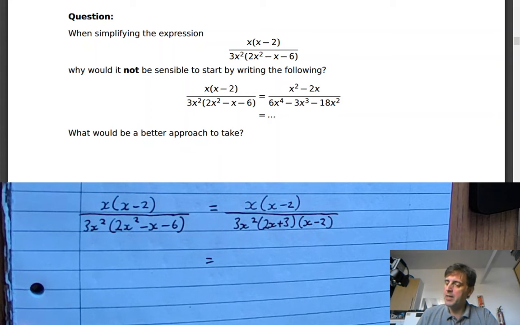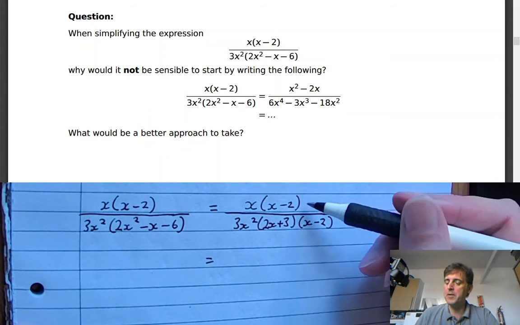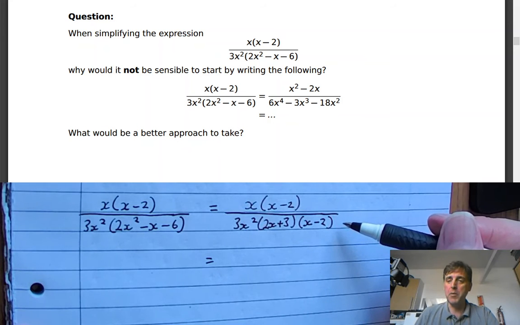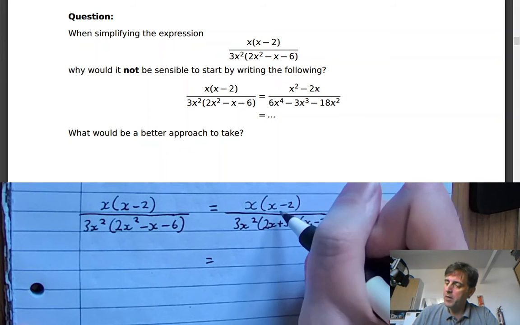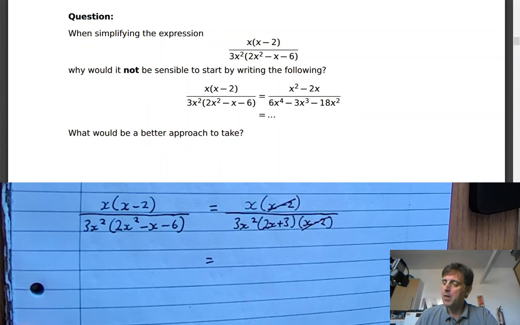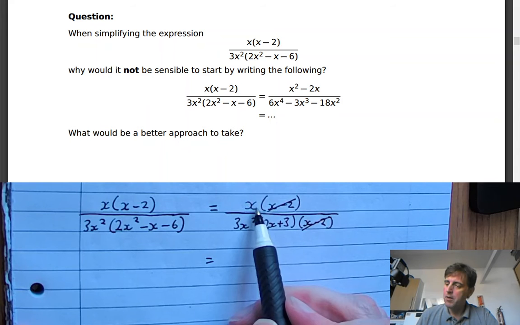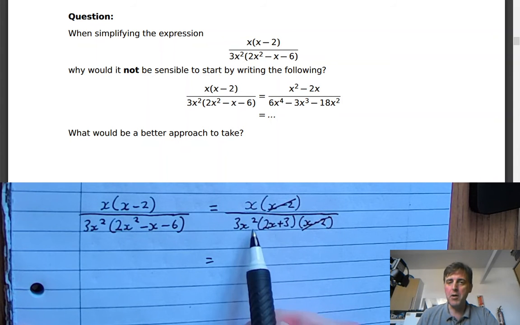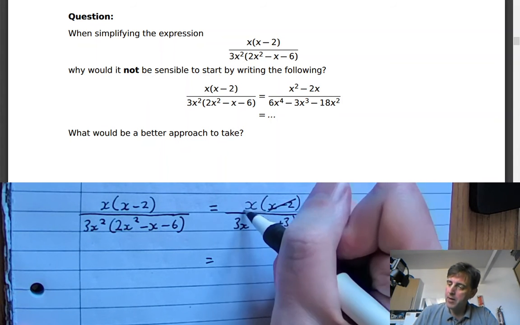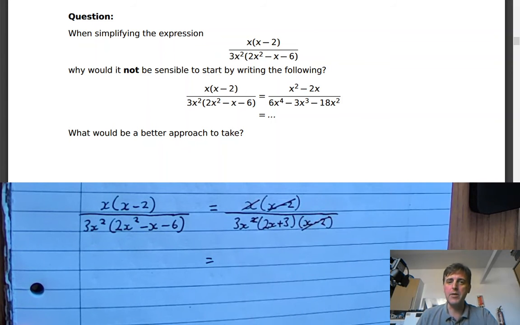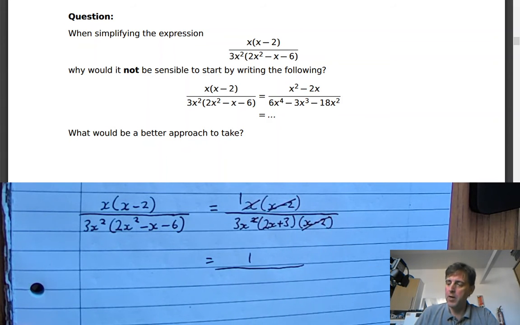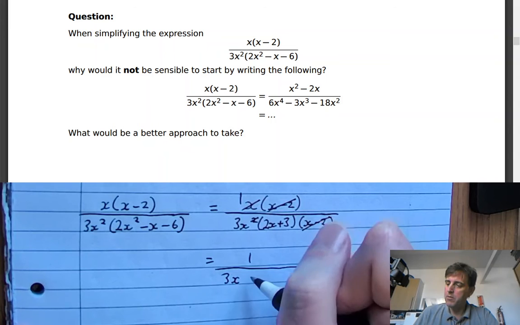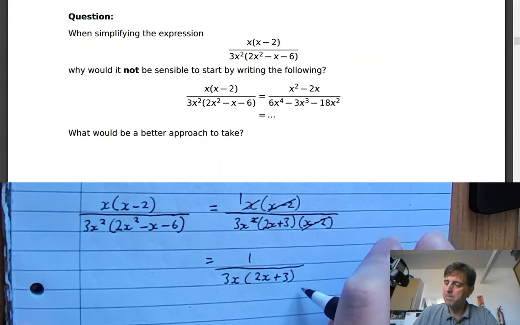So what I can now see is a bunch of stuff in the numerator and the denominator which we can divide top and bottom by. I can see this x minus 2 is appearing in the numerator and the denominator. When I divide top and bottom, they'll both just go. I can also see x here, which is going to divide by one of the x's as part of the x squared. So I can divide by that x, and I can divide by one of those x's there. And I'm just left with 1 in the numerator of the fraction there. So my final answer here might be 1 over 3x times 2x plus 3.